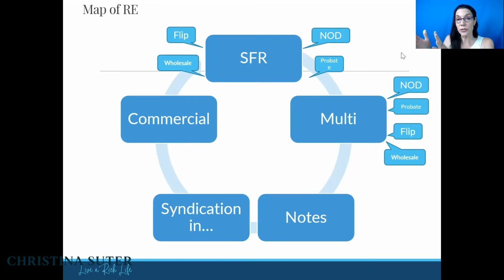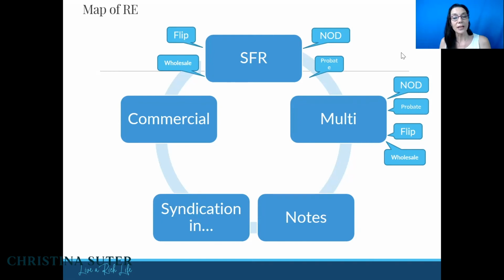I get this person over here to buy it, and I get a fee for being that person that's arranged that. That's wholesaling. I can flip it. I can value add to it. I can buy it. I can upgrade the tenants. I can upgrade the units. I can get more cash flow out of it, and then I can sell it again.